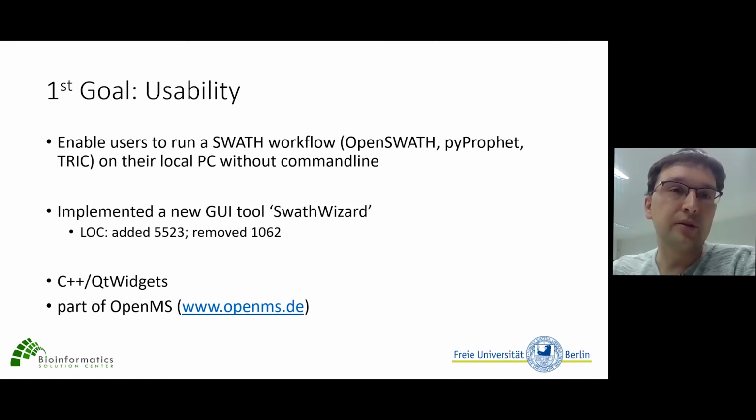So coming back to this usability with the wizard. What you want is to run the workflow locally on a machine and just see what comes out. So what we did is we wrote a new tool and we call that SWATH Wizard. We added roughly 5,000 lines of code to that, much of which was just, Boy Scout rule, leave the code in a better state than you found it. So there was a lot of refactoring coming into this, and we're using Qt to do the visualization, and it's now part of OpenMS, and you can just look at this.